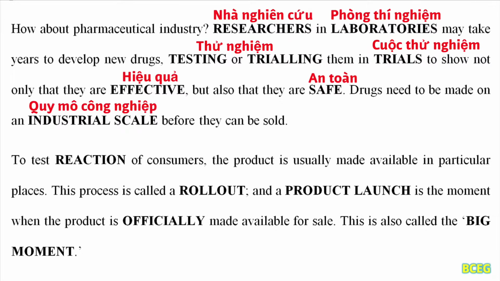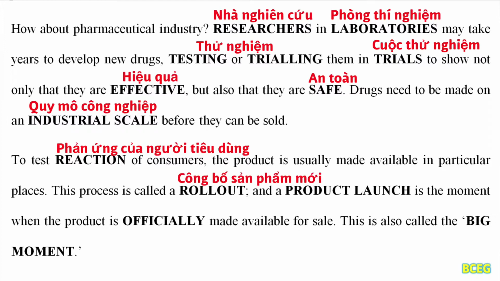To test the reaction of consumers, the product is usually made available in particular places. This process is called a rollout. And a product launch is the moment when the product is officially made available for sale. This is also called the big moment.